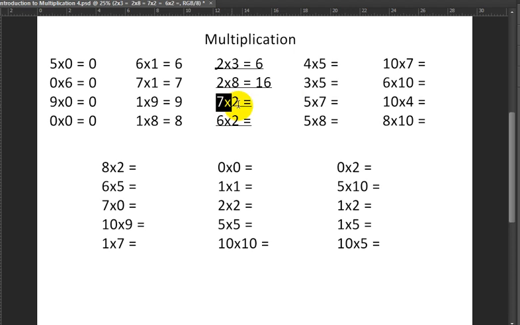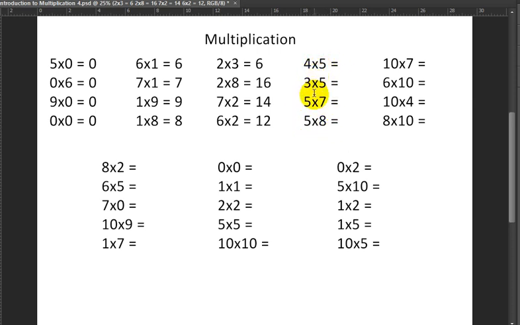What number am I multiplying 2 with here? That would be 7. So my result is the double of 7, so 7 plus 7, 14. What number am I multiplying 2 with here? 6. So my result is the double of 6, so 12, because 6 plus 6 makes 12.